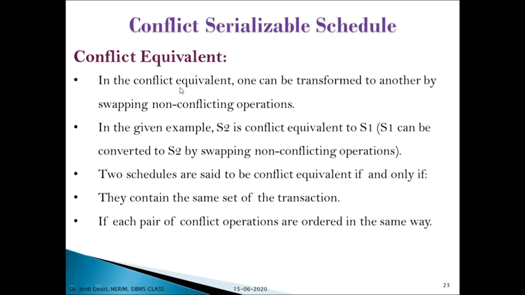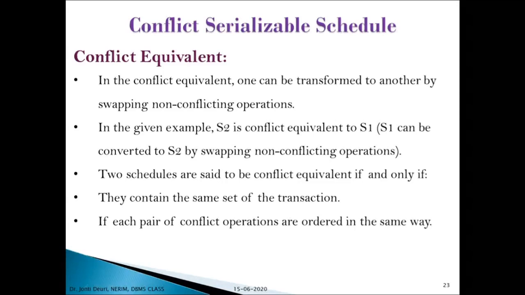You can make it conflict equivalent. In this conflict equivalent, that means non-conflicting operations are there. In the given example, S2 is conflict equivalent to S1, or S1 can be converted to S2 by swapping non-conflicting operations. Two schedules are said to be conflict equivalent if and only if they contain the same set of transactions, and each pair of conflicting operations is ordered in the same way. That means both have their operations in the same way.